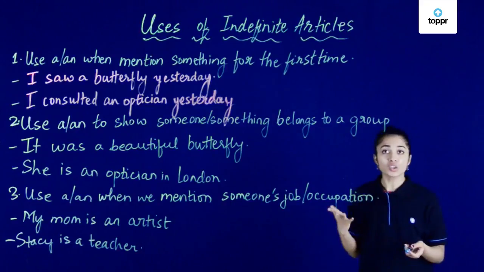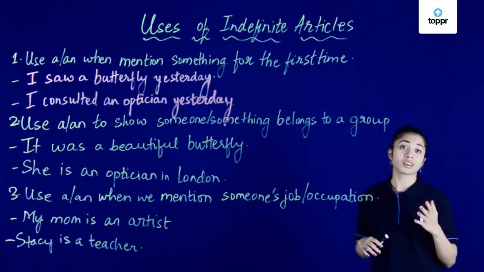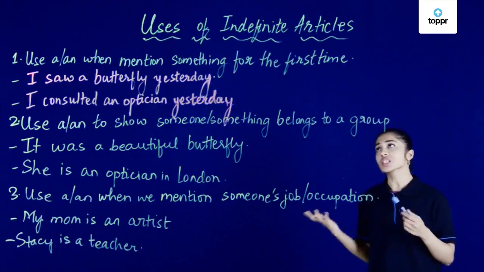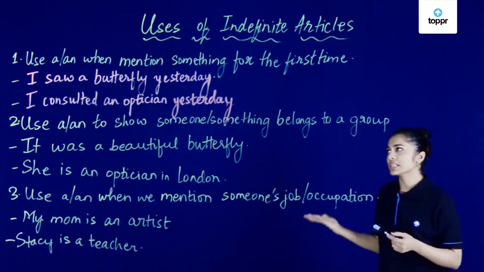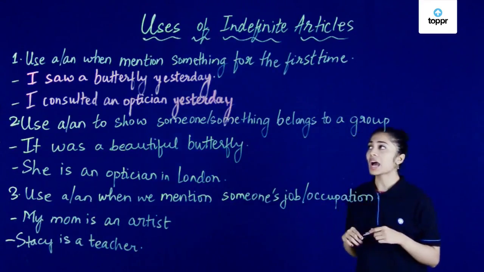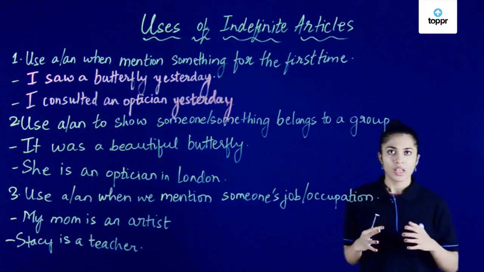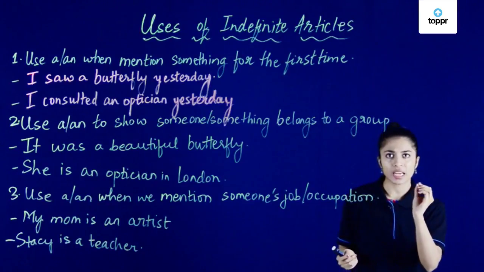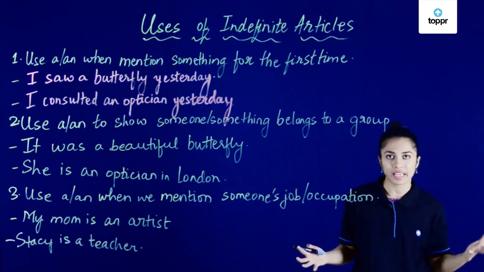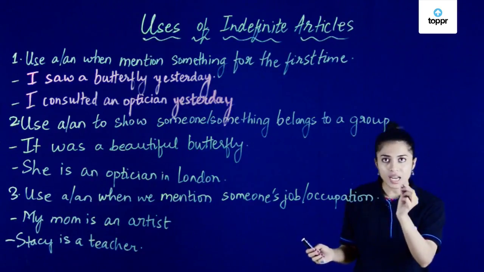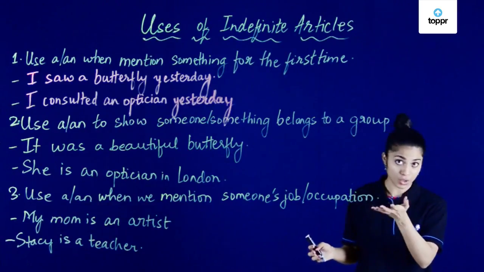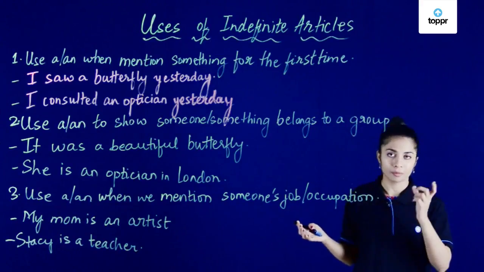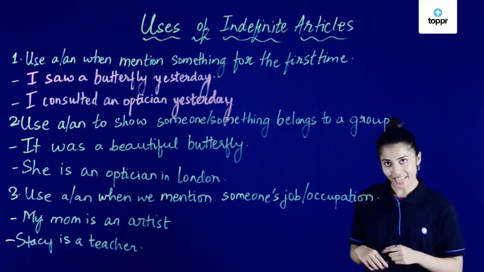So the first use of our indefinite articles a and an is that we have to use them when we mention something or someone for the first time. Let's take a look at the first example. I saw a butterfly yesterday. Now, you are my friend, and I tell you for the very first time, you know what? I saw a butterfly yesterday. So since it's the first time I'm mentioning this to you, I use our indefinite article a. I saw a beautiful butterfly yesterday.